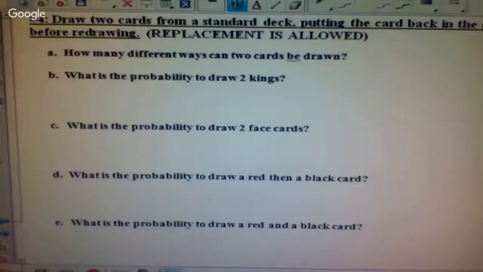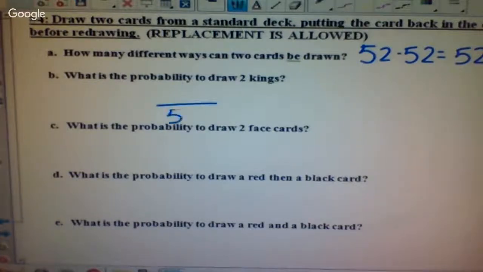We're drawing 2 cards from a standard deck. We're putting the card back into the deck before we redraw the second time. How many different ways can 2 cards be drawn? The first time I'm picking a card, I have how many to choose from? The second time? 52, which is 52 to the 2nd power. Again, that's going to be a huge number, so just leave it as 52 to the 2nd for your denominators. So this is going to be out of 52 to the 2nd.